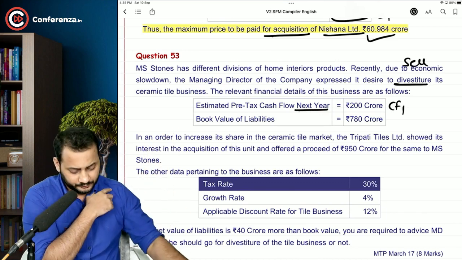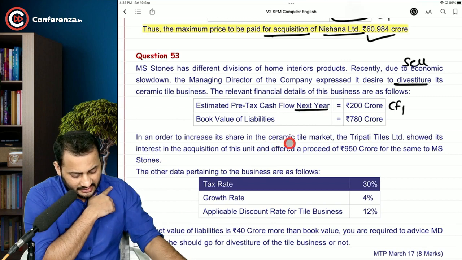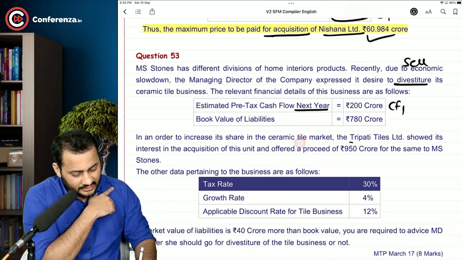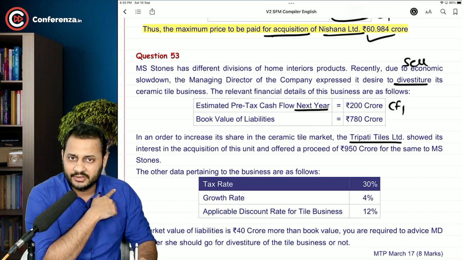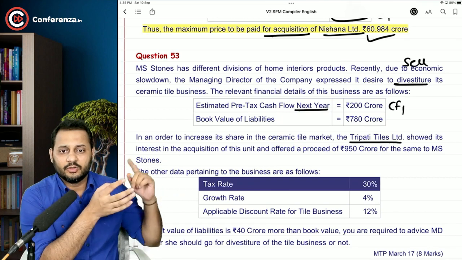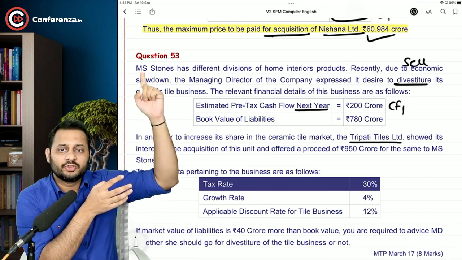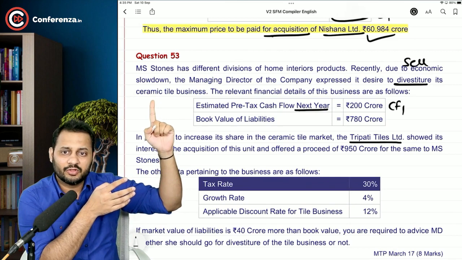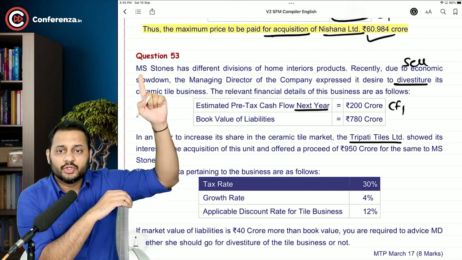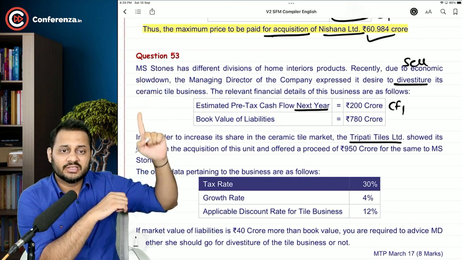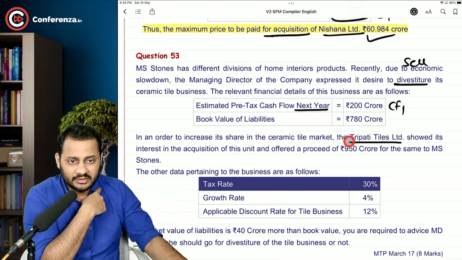In order to increase its share in the ceramic tile business, there is another company called Tripati Tiles Limited. Tripati Tiles Limited is also in the ceramic business. MS Stone was also having different businesses, out of which one was the ceramic business. So MS Stone's ceramic business will be sold to Tripati Tiles Limited.